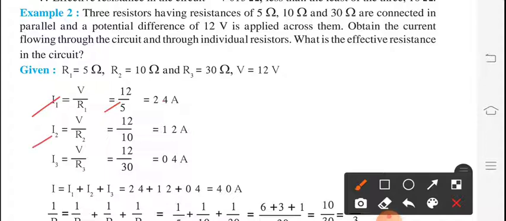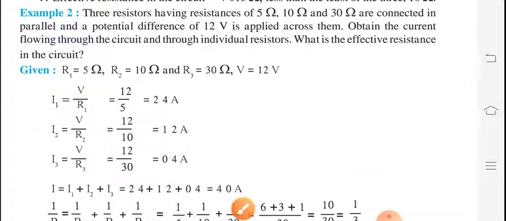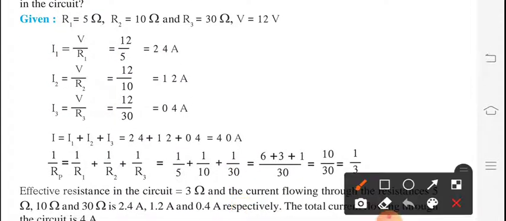Now for I2, V upon R2. V is 12 and R2 is 10. The answer is 1.2 ampere. Next, I3 is equal to V upon R3. V is 12 and R3 is 30. The answer is 0.4 ampere. Now we can substitute for the overall current. I is equal to I1 plus I2 plus I3, which is 2.4, 1.2 and 0.4. If you calculate this, you will get 4.0 ampere. So your answer is 4.0 ampere.